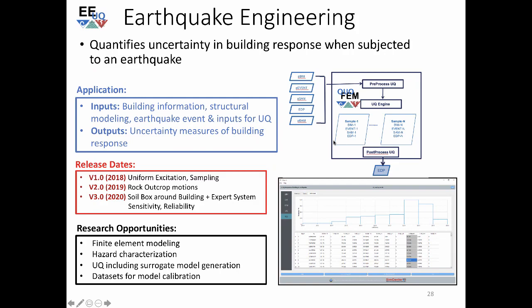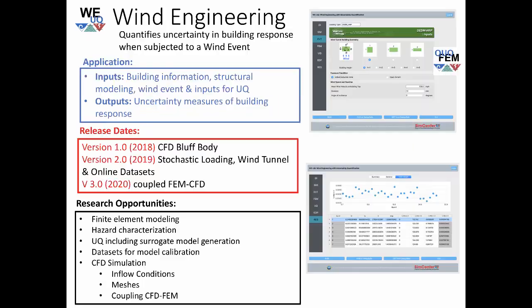Our second application, EE-UQ, quantifies the uncertainty in the building response when that building is subjected to an earthquake. The inputs are building information. There are various structural modeling capabilities the user gets to choose from and different ways to apply the earthquake event. And finally, of course, we bring in the forward methods, the sampling methods, and the reliability methods from QuoFEM.